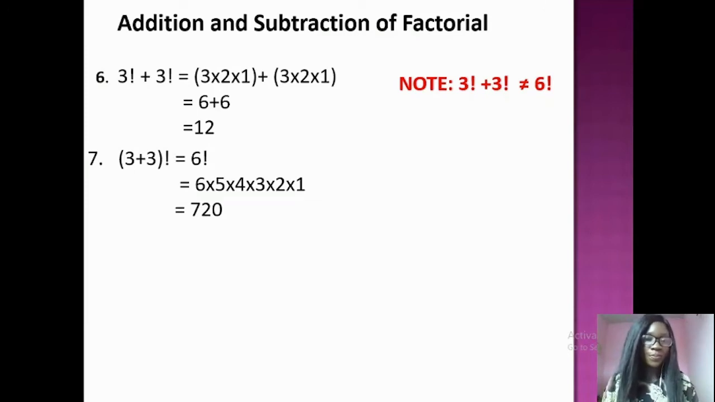Okay, so here we have 3 plus 3 factorial, this place here, which is 6 factorial. So we move step by step down: 6 times 5 times 4 times 3 times 2 times 1, which gives us 720. So now I'm giving you different ways of adding factorials, so you're able to understand them better. So I believe this example is fine.